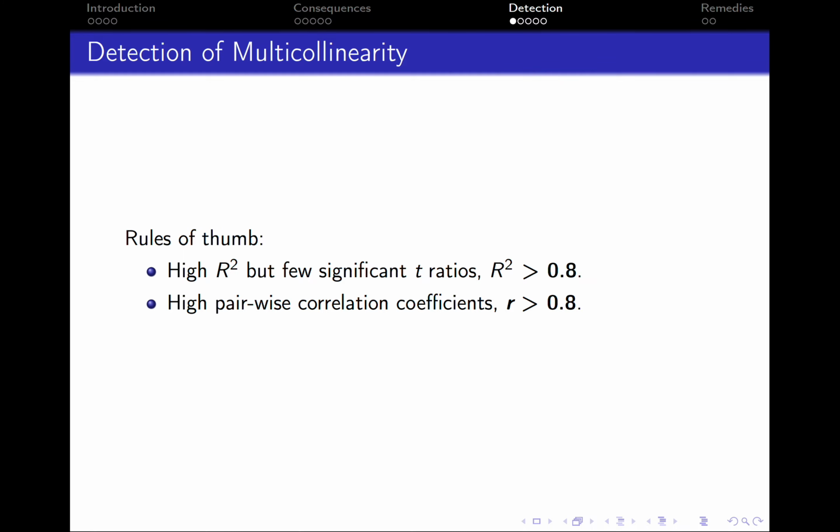Another indicator of multicollinearity is high pairwise correlation coefficients. So if you estimate individual correlation coefficients and you see that the correlation coefficient is very high between your independent variables, something higher than 0.8, this might be another indicator of the presence of multicollinearity in your data set.